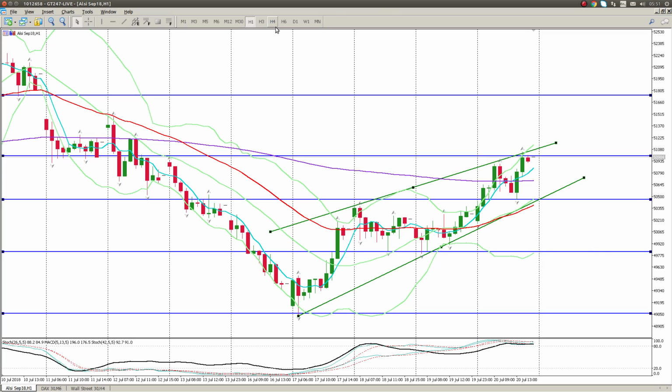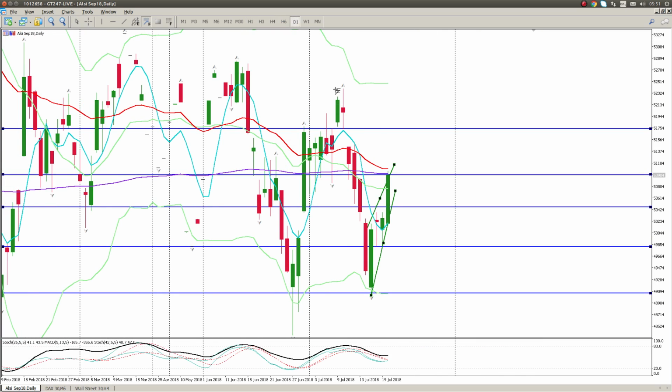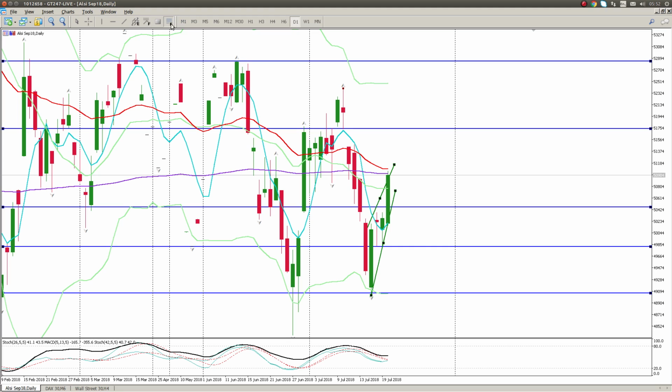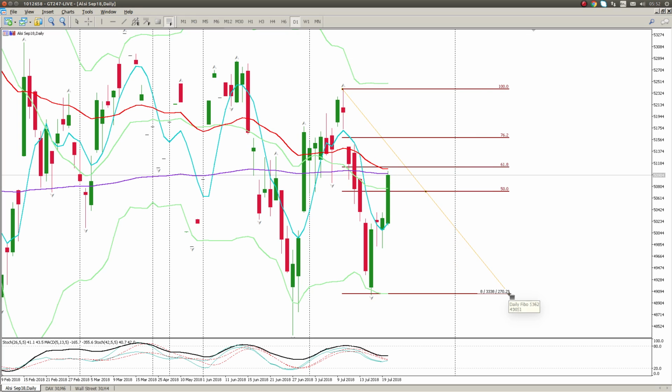Now, I think one thing that we do want to do is have a look at the Fibonacci from there. Sorry, I've got the wrong Fibonacci there. We want this Fibonacci. One thing we want to do is just have a look at where we are. So you can see the 61.8, the 200 moving average, the 40 moving average on the daily.